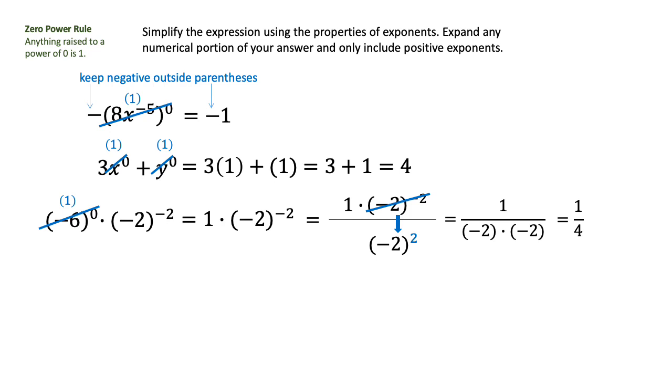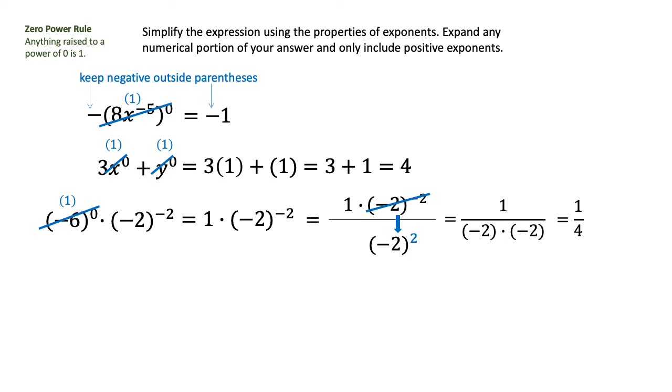And here are your answers. Notice that in the first example, there was a negative outside the parentheses, and that actually gets multiplied on at the end, so that's negative 1. In the second example, you end up with 3 plus 1, which is 4.